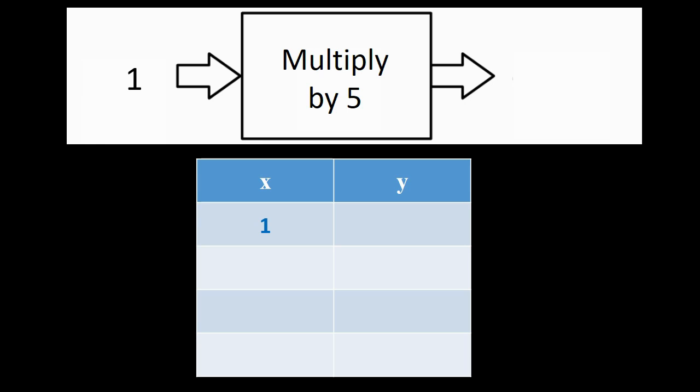So if the input were 1, we'd multiply that by 5 and we would get 5. If the input were 2 and we multiplied that by 5, we would get 10. If the input were 4 and we multiplied that by 5, we would get 20. And finally, if the input were 6 and we multiplied that by 5, we would get 30.